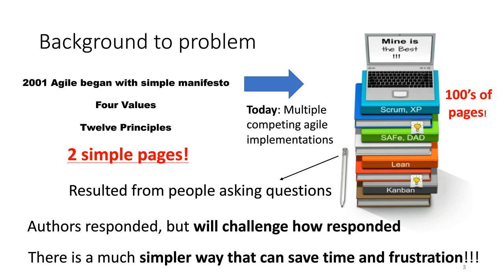But now let's look at where we're at today. We now have multiple competing implementations of Agile. And if you go online, you can find hundreds of pages about each. Now, I don't want you to get me wrong on this. I'm not saying there isn't useful information in this material.